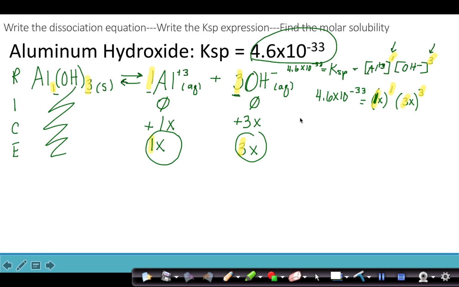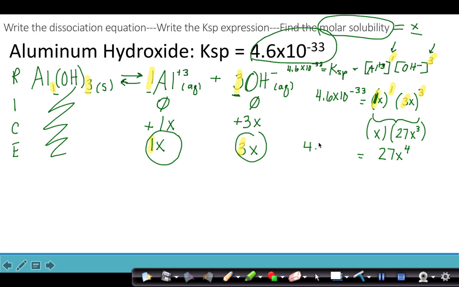And now we're going to see what x comes out to. Because when we find x, that is my molar solubility. Molar solubility is when we solve for x in the Ksp expression. So we want to be really careful with simplifying this, and this is going to be x times 27x cubed when we combine it. So this is going to be 27x to the fourth equals my Ksp.